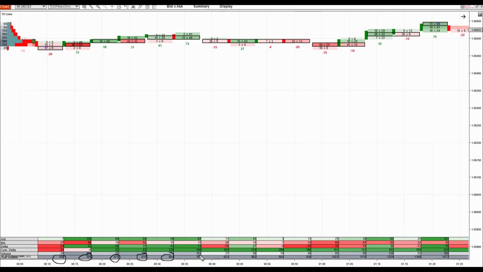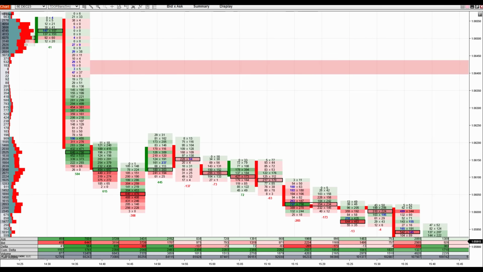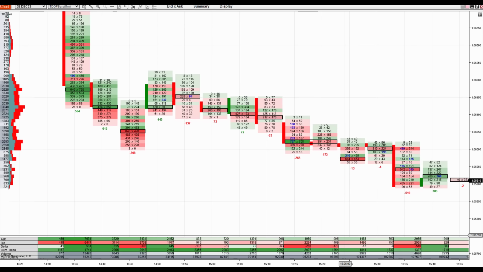And I must say this information is not really that important to me. I'm not really using this in my trading. But I'm showing you because the order flow software, no matter where you get it, usually has this information. So I just wanted to show you and tell you what it is. So now we've covered the summary at the bottom.